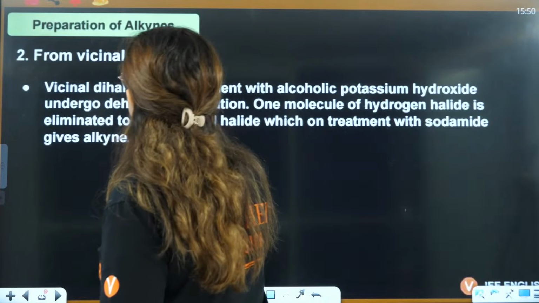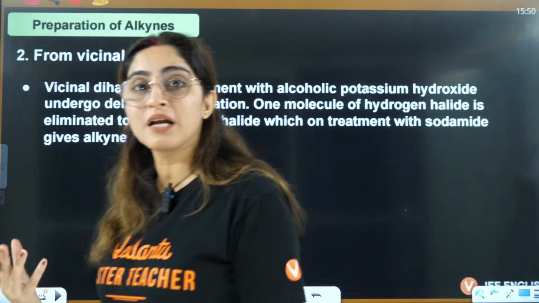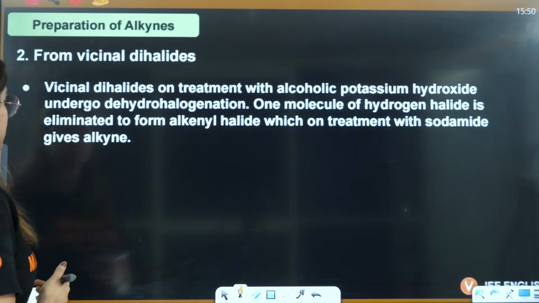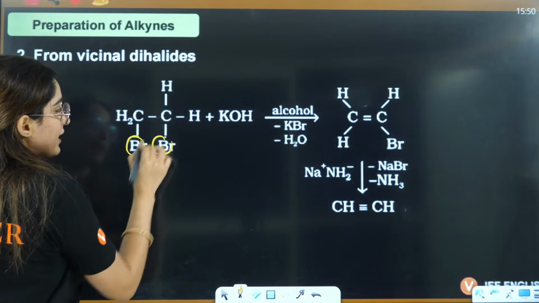Then there is preparation from vicinal dihalides. This is the second preparation. Now guys, what is vicinal dihalides? On adjacent carbons you have halides. That means you have adjacent carbons, and you have two halides.